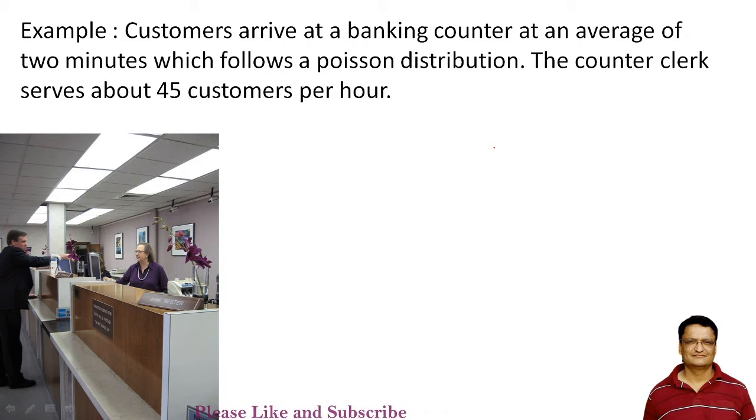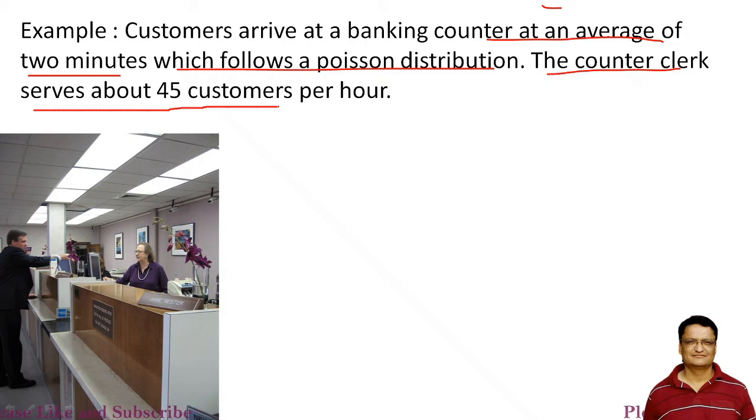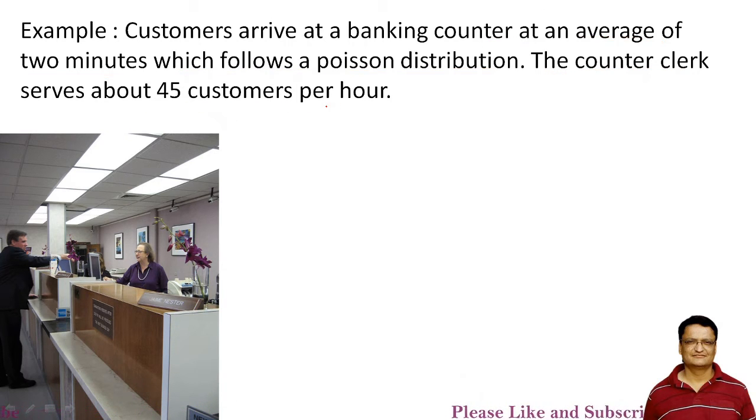Let us solve one example to understand this queuing system in more detail. Assume that you are in a bank. Customers arrive at a banking counter at an average of 2 minutes, which follows a Poisson distribution. The counter clerk serves about 45 customers per hour. So this is the information given to us, and we have to find out certain values.